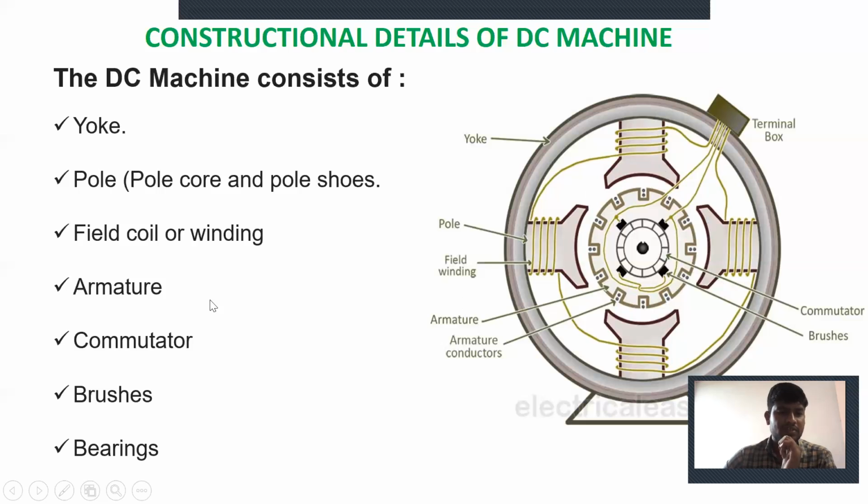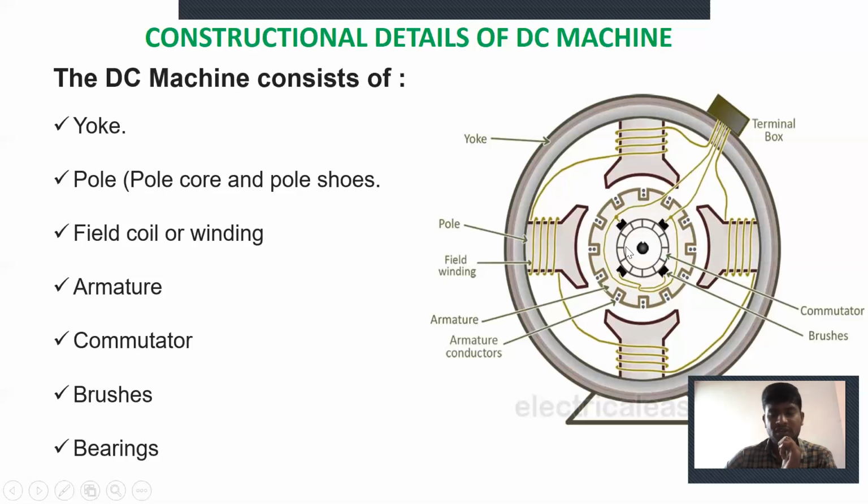Next is the armature. The armature is a cylindrical shape made of cast steel or cast iron. This cylindrical steel is designed with slots, cut like this. These slots are useful to place the conductors, that is, the armature winding, which is a copper winding.